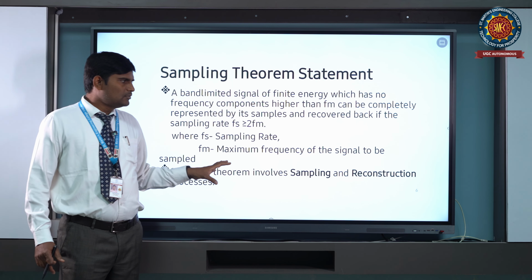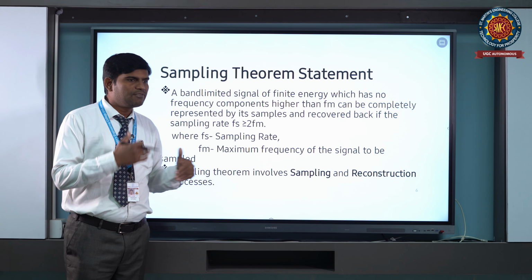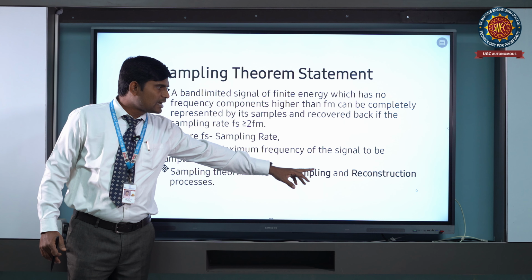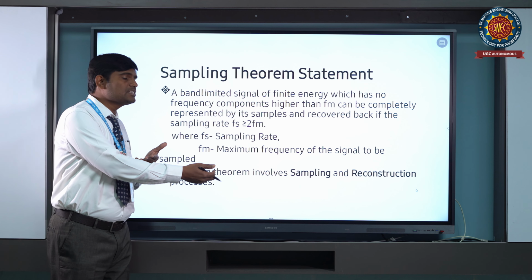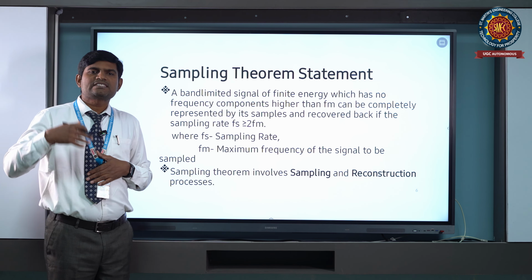The sampling theorem involves two things. One is sampling, that is conversion from a continuous time signal to discrete, and another is the reconstruction of the signal, which involves converting a discrete time signal into a continuous time signal. Sampling becomes successful only when we are able to reconstruct the original signal from its samples. That is why the condition mentioned here is Fs greater than or equal to 2Fm. This condition is defined based on the reconstruction of the signal.